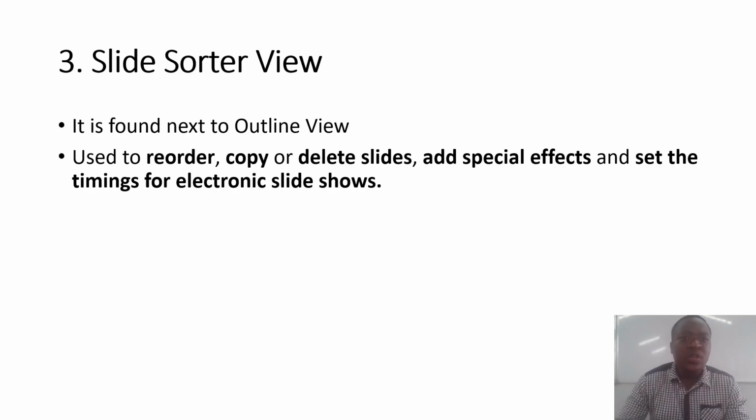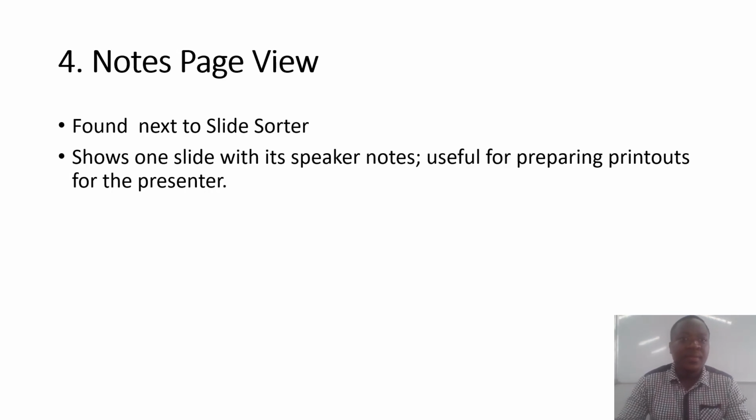Then let's go to slide sorter view. It is found next to outline view. It is used to reorder, copy, or delete slides, add special effects, and set the timings for electronic slideshows. The notes page view is found next to slide sorter. It shows one slide with its speaker notes. Useful for preparing printouts for the presenter.